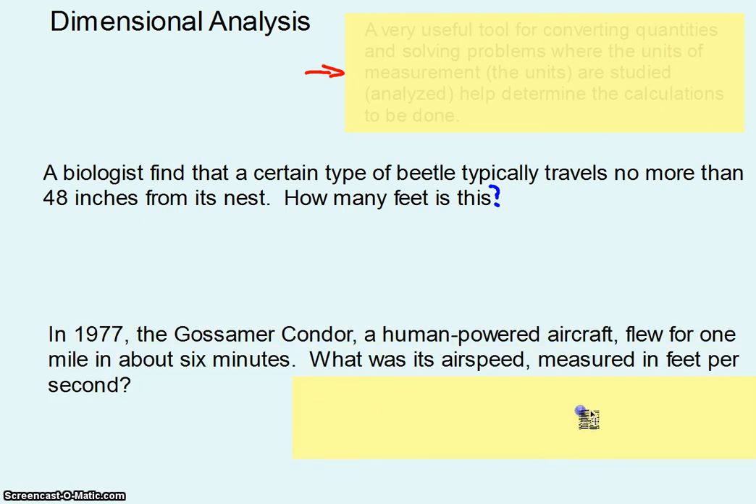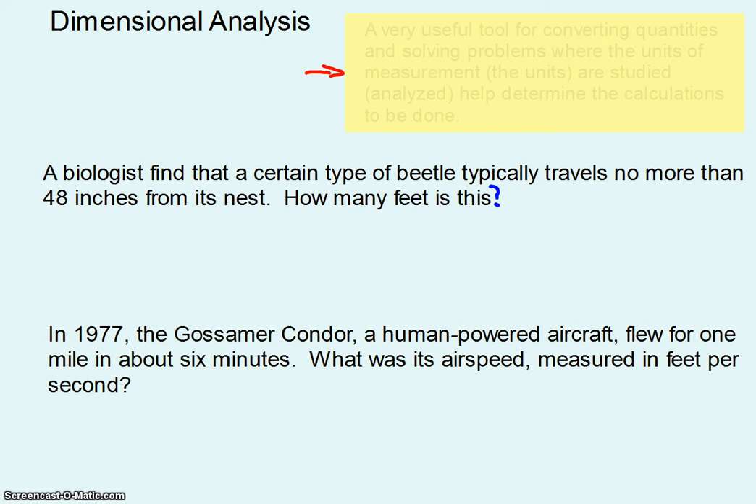But when you get to a conversion question that looks more difficult, like this one, dimensional analysis is going to be quite handy. Let me point this out. In 1977, the Gossamer Condor, a human-powered aircraft, flew for 1 mile in about 6 minutes. What was its airspeed, measured in feet per second? Well, that sounds pretty difficult, and it is.